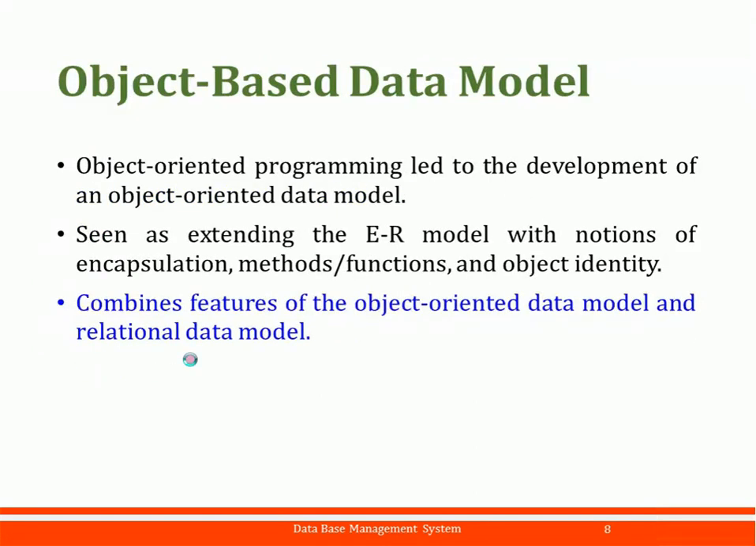The next type of data model is the object-based model. The object-oriented programming that we are more familiar with has led to the development of the object-oriented data model. This is seen as an extension of the ER model, with notions of encapsulation, methods, functions, and object identity. Whatever things are used in object-oriented programming are extended with the ER model.